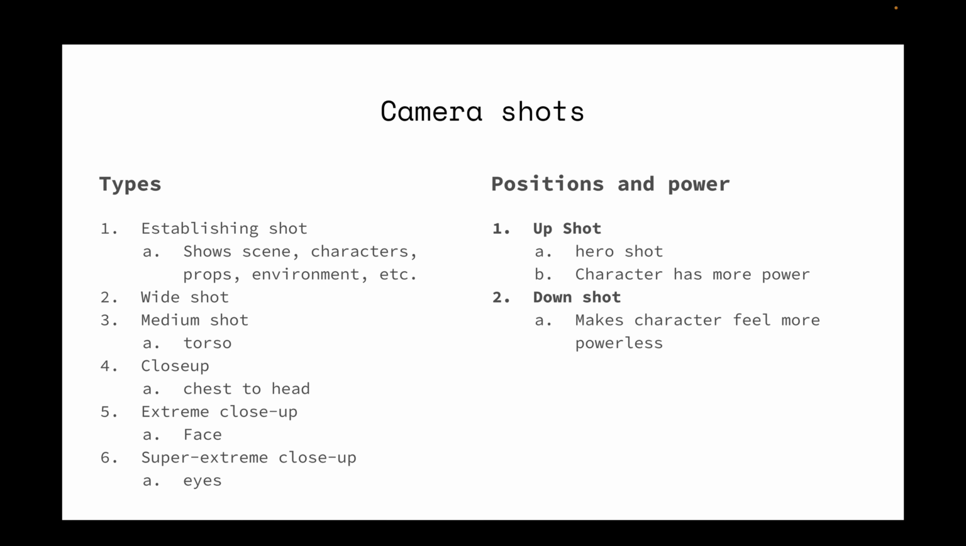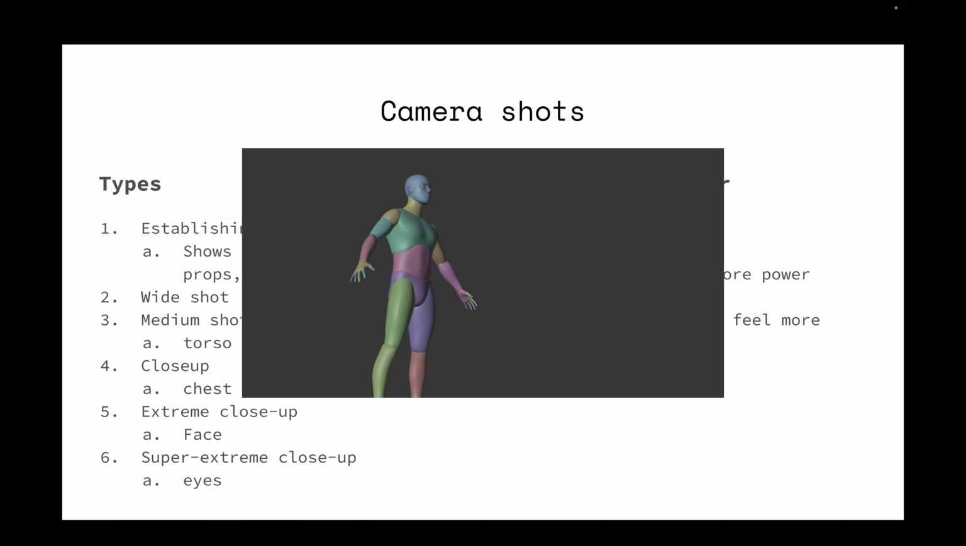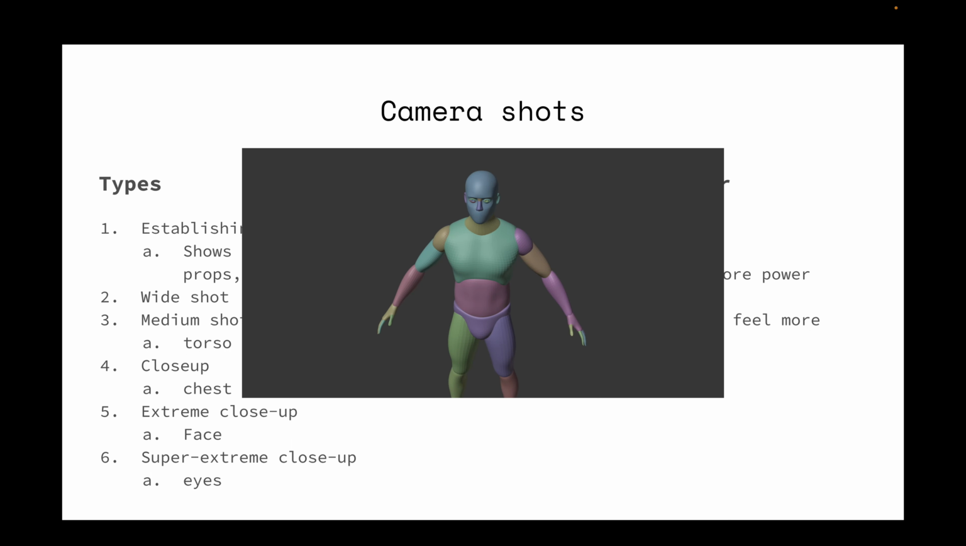These camera shots, depending on how they're handled, can have implications for the story. For instance, a shot that aims up is called the hero shot. Typically this is given to characters that you want to show have power in a given scene. The opposite shot is a down shot, which will do the opposite of the up shot, make a character feel in a position of less power.